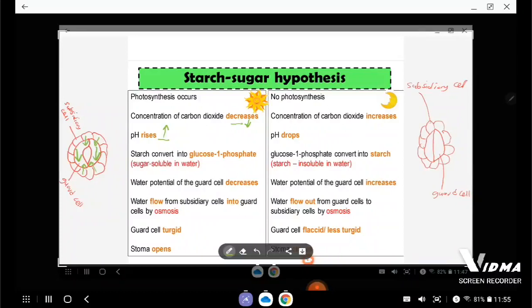In the second situation, during the night, no photosynthesis occurs. The concentration of carbon dioxide will increase and the pH drops. It will make the glucose 1-phosphate or sugar convert into starch, and the starch is insoluble in water, so it will make the water potential in the guard cell increase. Water will flow out from the guard cell to the subsidiary cell by osmosis. The guard cell will become flaccid and the stomata will close.